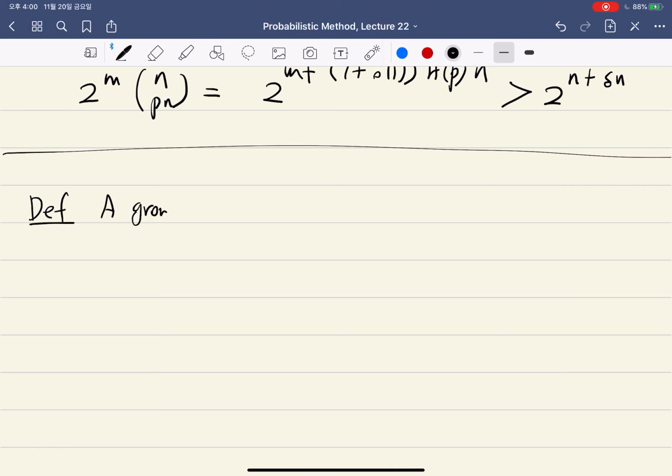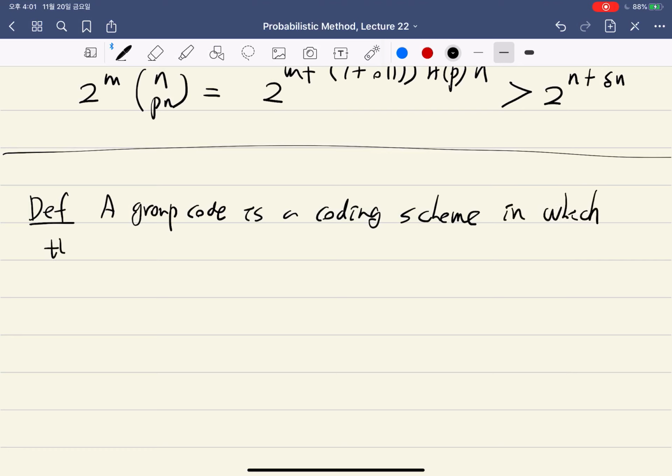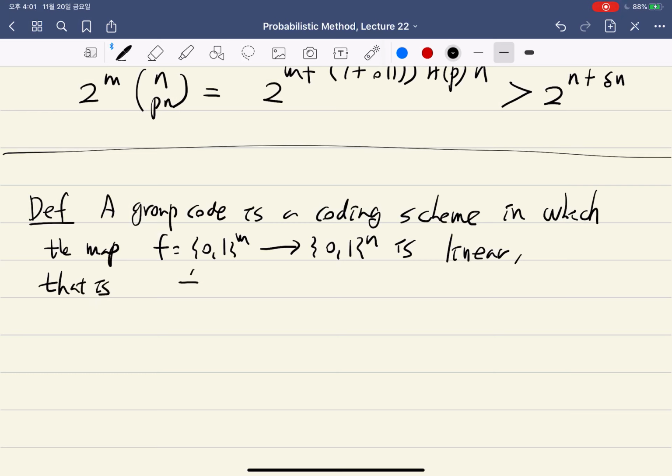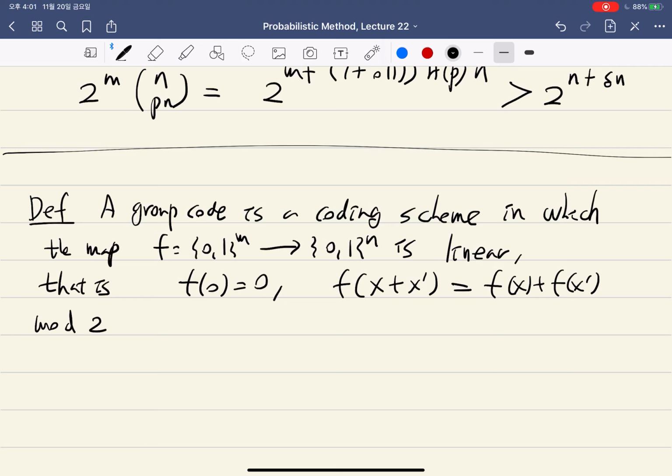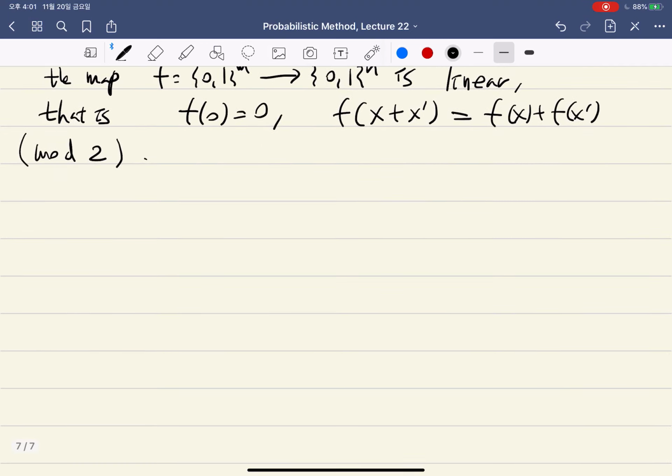Let's say a group code is a coding scheme in which the map is linear. It means f of 0 is 0 and f of x plus x prime is f of x plus f of x prime. Of course, we take addition as a vector addition modulo 2.